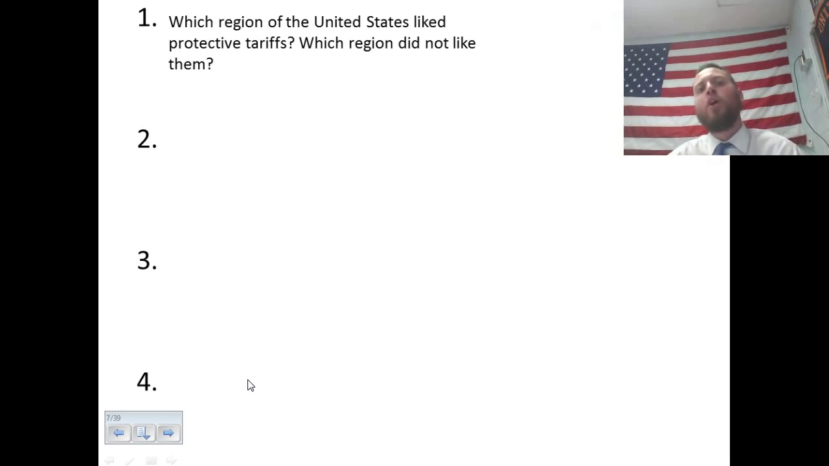First question. Which region of the United States liked protective tariffs? Which region of the United States did not like them? So what area liked them? What area did not like them? Okay? Write your answer out.